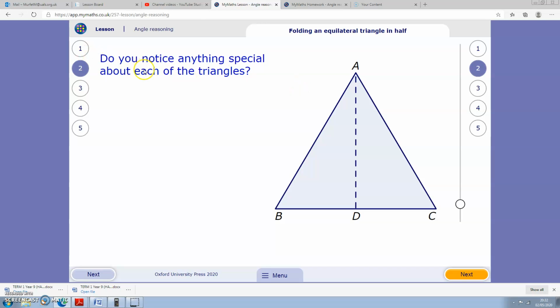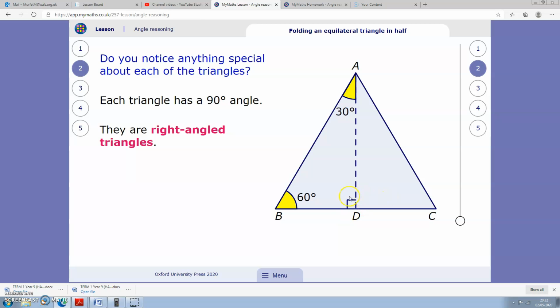Do you notice anything special about each of these triangles? They're right angled. So the centre line is going to turn into a right angled triangle. Okay, so 60, 30 and 90.